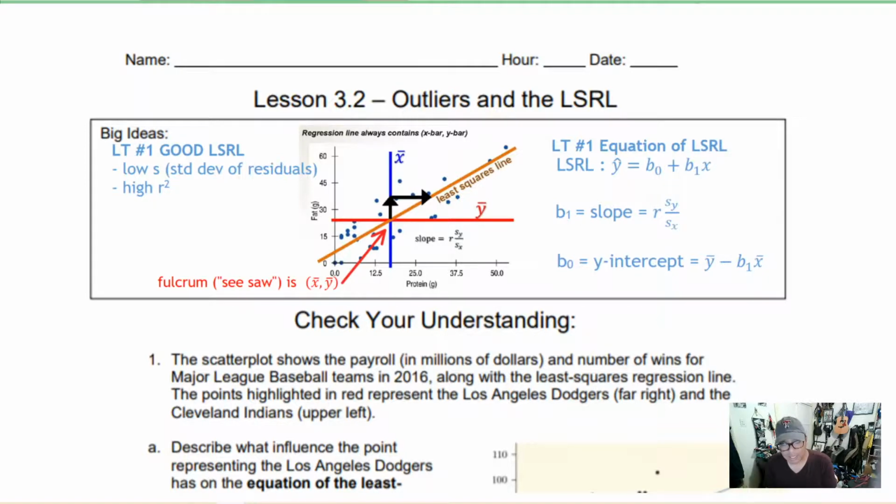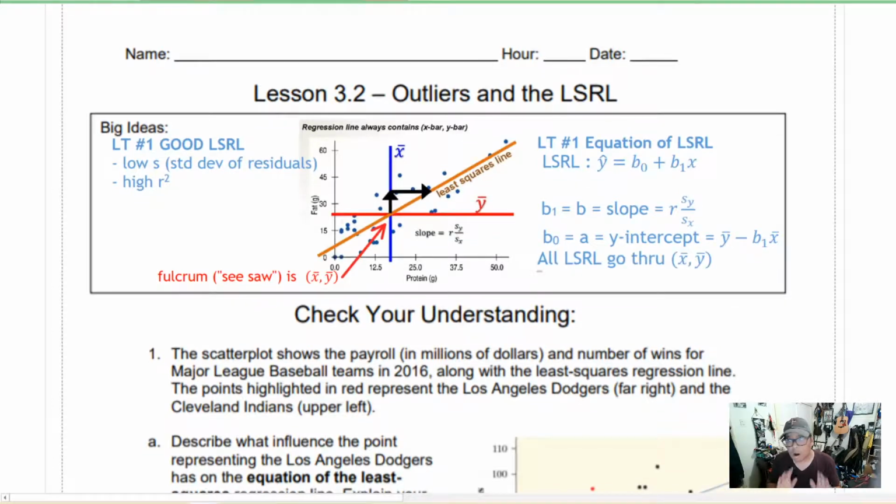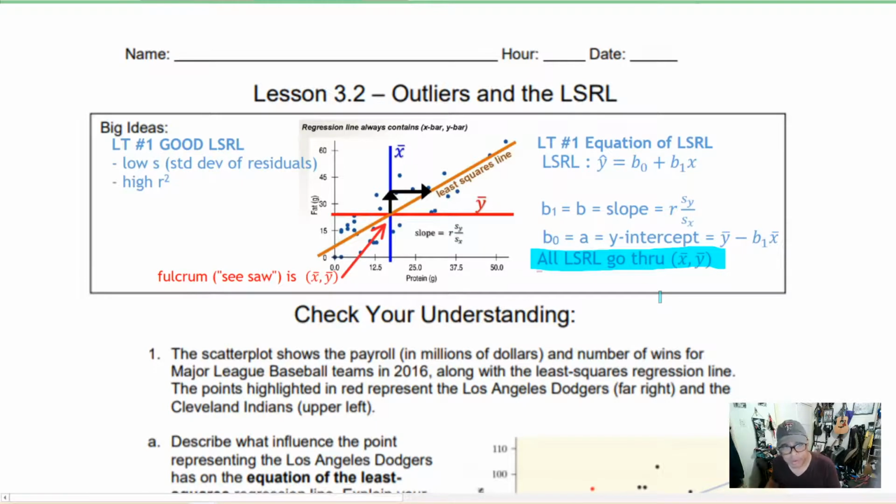Now the y-intercept, b0, which is the same thing as a, is equal to y bar, the average of the y-coordinates, minus the slope multiplied by the average of the x-coordinates. Basically, all LSRLs go through the coordinate x bar, y bar. It's a fact. Look it up. Every least squares regression line will go through that fulcrum point, x bar, y bar.